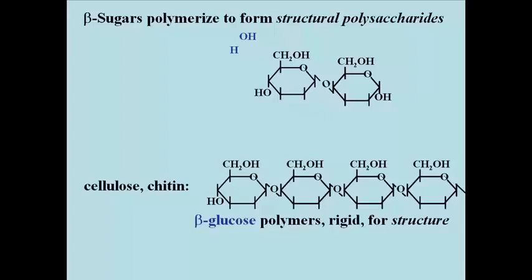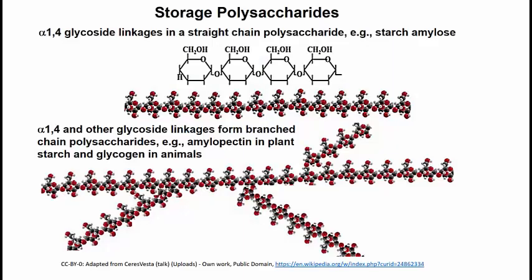Not shown here, a modified sugar called N-acetylglucosamine will polymerize to form chitins, the main component of fungal cell walls and the major component of the hard exoskeleton of insects and crustaceans like lobsters. Take a quick look at the difference in structure between storage and structural polysaccharides.